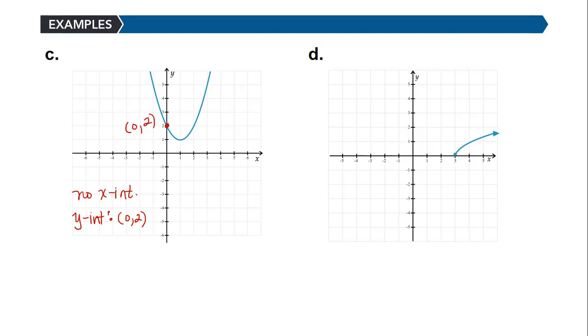In part D, I have this half parabola that opens to the right from this point of 3 on the x-axis. So notice that there is no point on the graph where it crosses the y-axis, so for the y-intercept there is none. And my x-intercept is this point 3, 0.